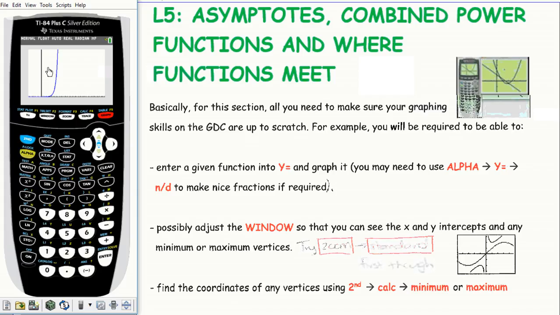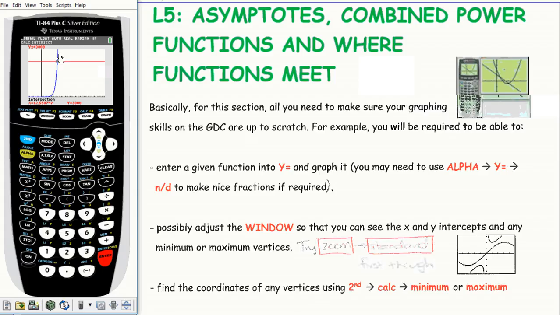Just taking a little while for this one to come through. Yep, so see here's function 1, here's function 2. Imagine they wanted me to find where they intersect. So I go second, trace, which opens up calc, intersect, option 5, and then for the first curve, second curve, you just go enter, enter, enter. There it is. There's the coordinates of my intersection point, at 12.6 and 3000 obviously.